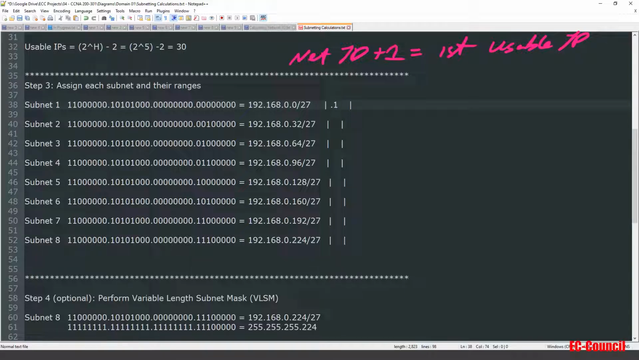What about our broadcast? Well, our broadcast is the next network ID, which is 192.168.0.32 minus 1, will give us the broadcast for our previous network. So 32 minus 1 is equal to 31. And our broadcast minus 1 is our last usable, which is .30. See? Very simple. So let's work out this range for subnet number 2. Network ID plus 1, which is 32 plus 1 is equal to 33. And of course, we will work out the rest quickly.